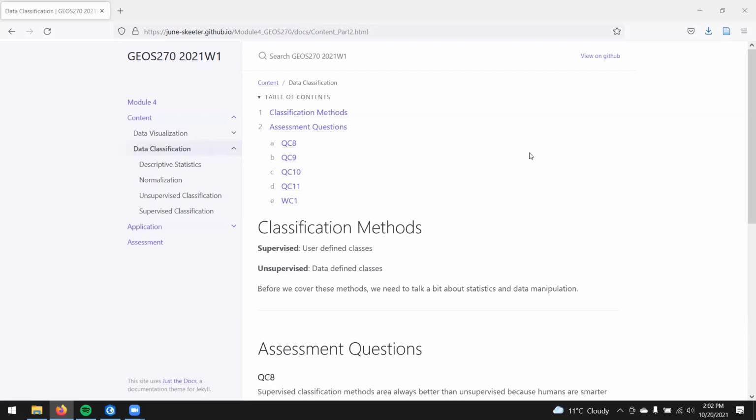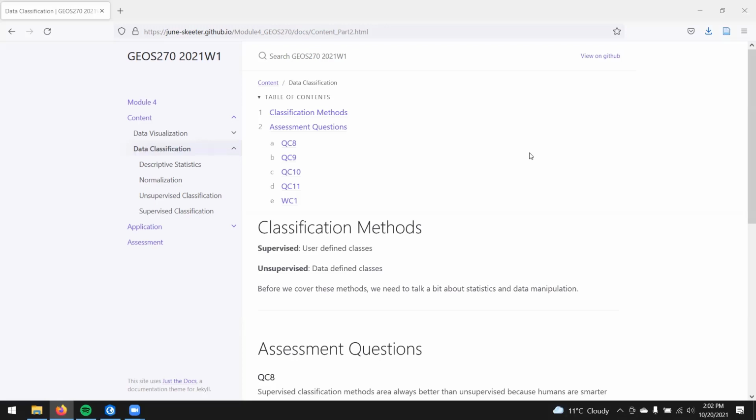So we're going to talk specifically about these 2 different types of classification methods. We've got supervised and unsupervised. Supervised are where we have more say or input in what's going on, and unsupervised is mostly just letting the data define itself.